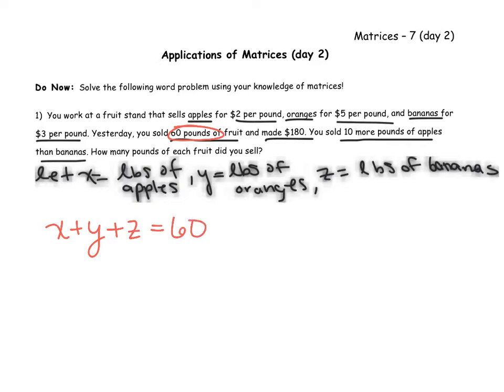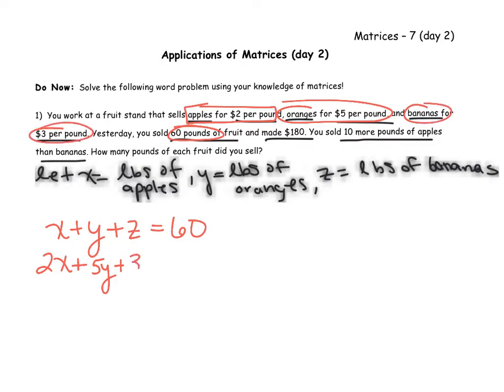Now we know that an apple was $2 per pound, so I have 2X plus an orange was $5 per pound, so plus 5Y, plus bananas were $3 per pound, so plus 3Z totals to the amount of money, which ended up being $180. Our first equation was merely talking about X pounds plus Y pounds plus Z pounds of apples, oranges, and bananas sold. And then 2X plus 5Y plus 3Z equaling 180 is all dealing with money.